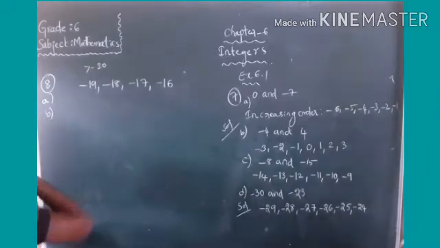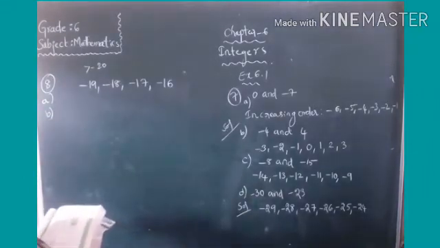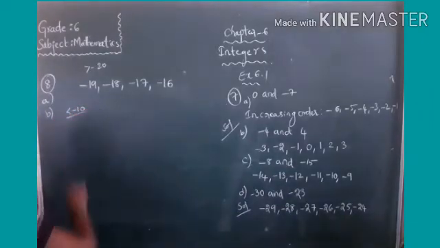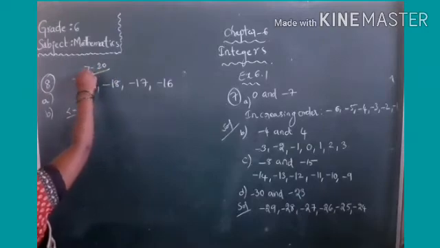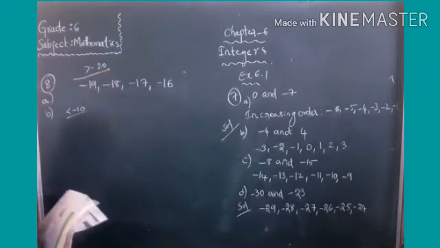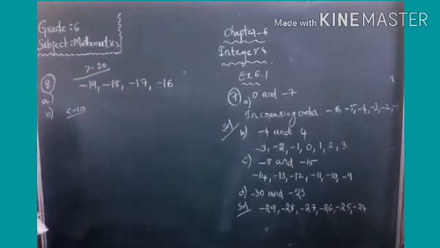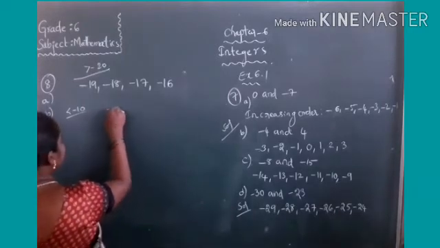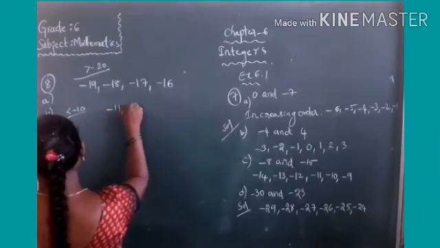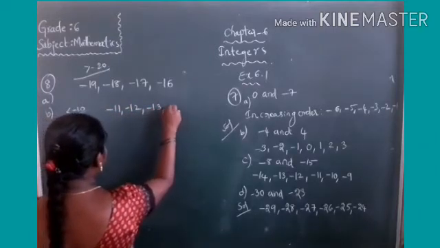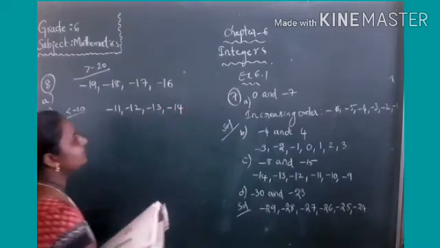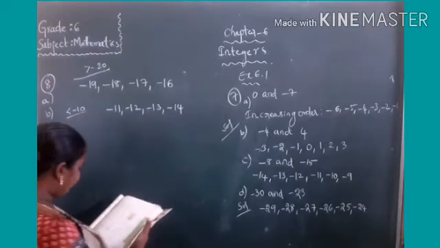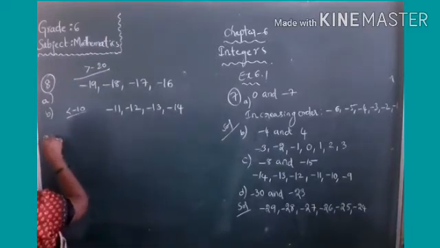Right. Next, write 4 negative integers less than minus 10. The integers below 10 are minus 11, minus 12, minus 13, minus 14. These are the 4 negative integers below, or less than, minus 10.